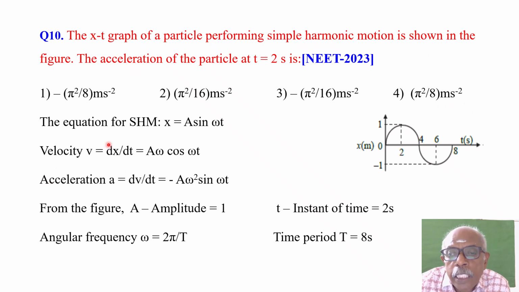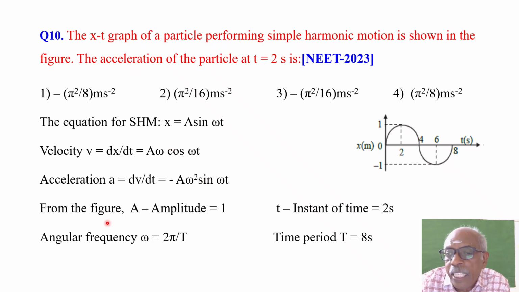Okay, that's all. The equation for SHM is x is equal to a sin omega t. That you know very well. Here velocity v is equal to dx by dt, that is equal to a omega cos omega t. And acceleration a is dv by dt. So once again you are differentiating, minus a into omega square sin omega t.